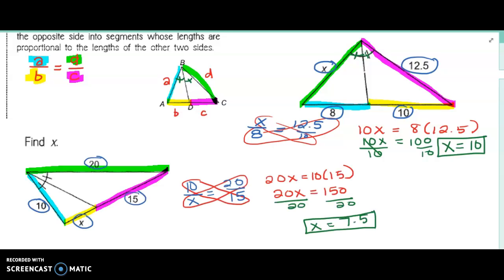All right, so I went through and I highlighted the 4 colors, and then I set up my proportions. So I have 10 over x equals 20 over 15. So I've set it up right here. I cross multiply, I get 20x equals 10 times 15, and 10 times 15 is 150. Divide by 20, I get x equals 7.5.